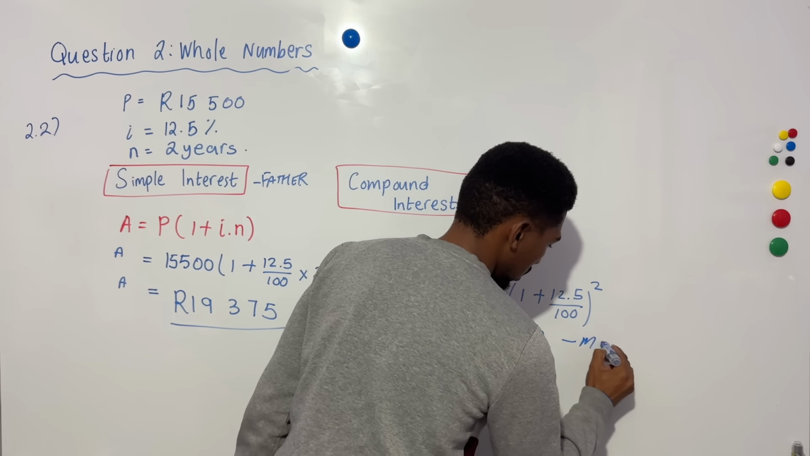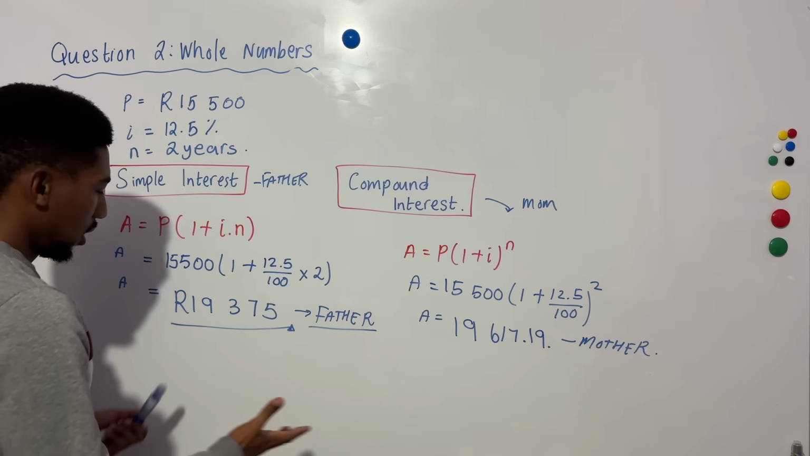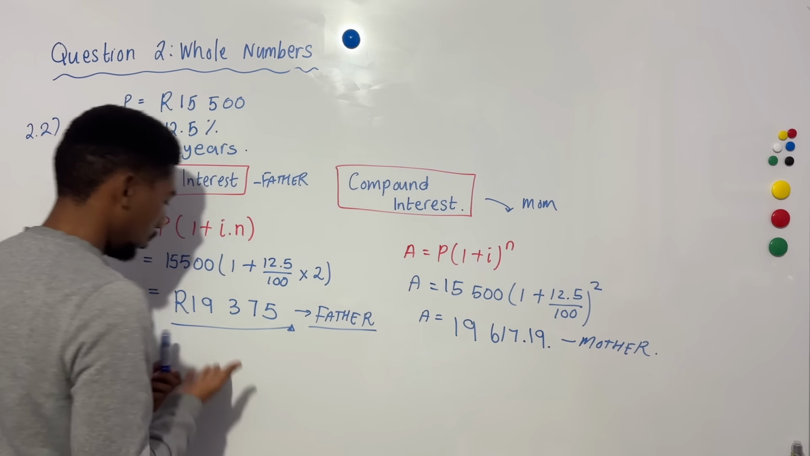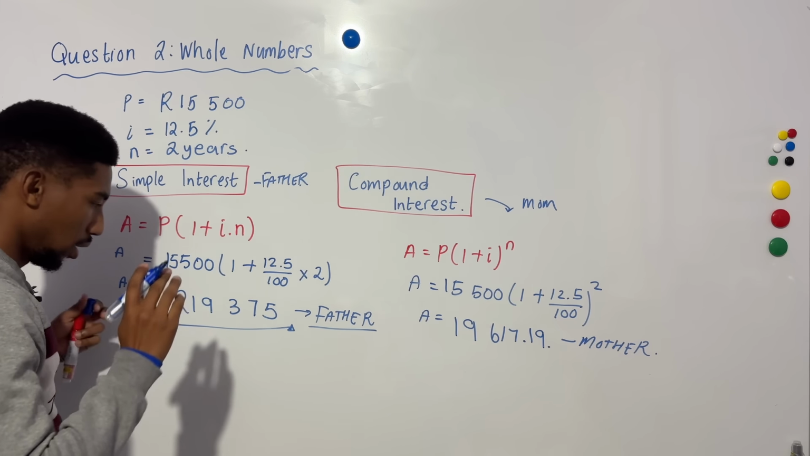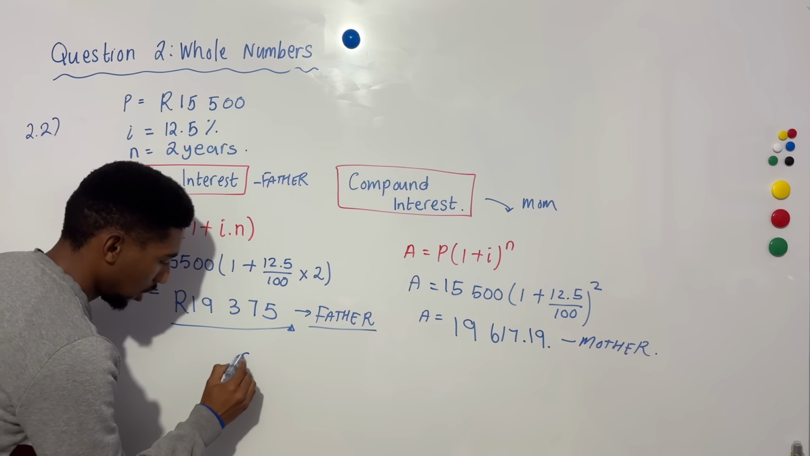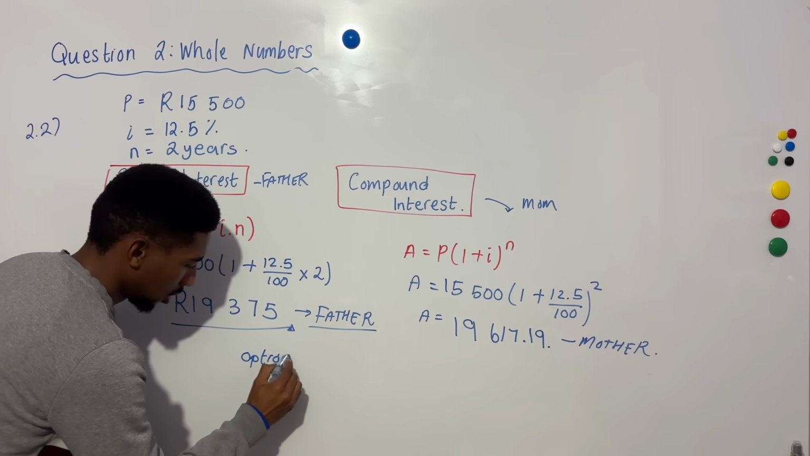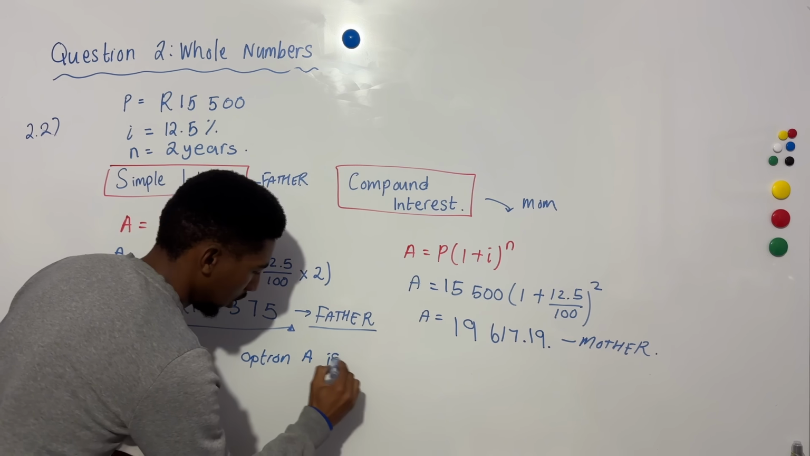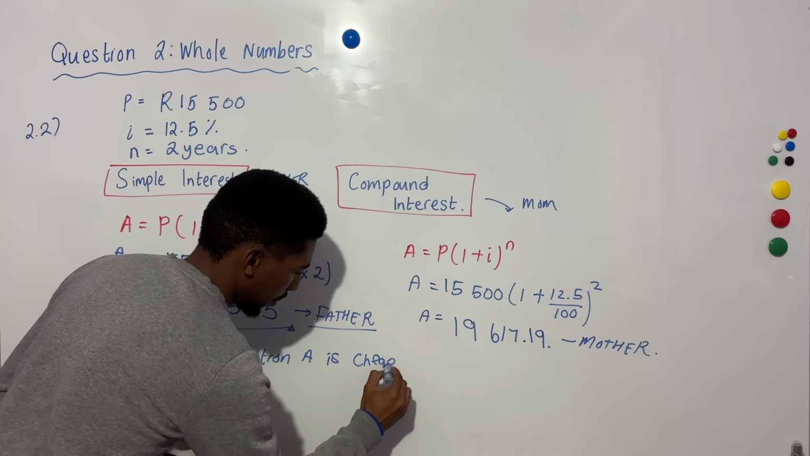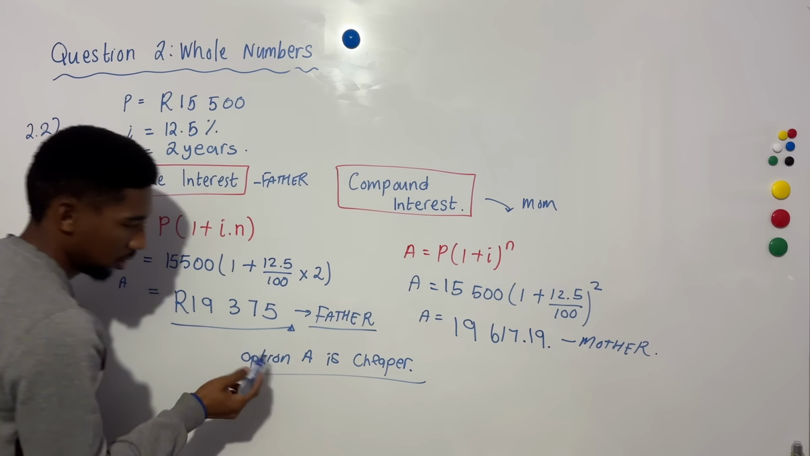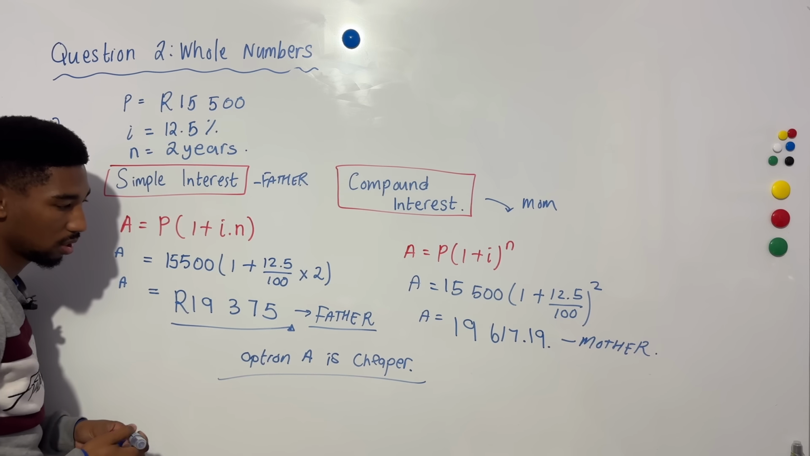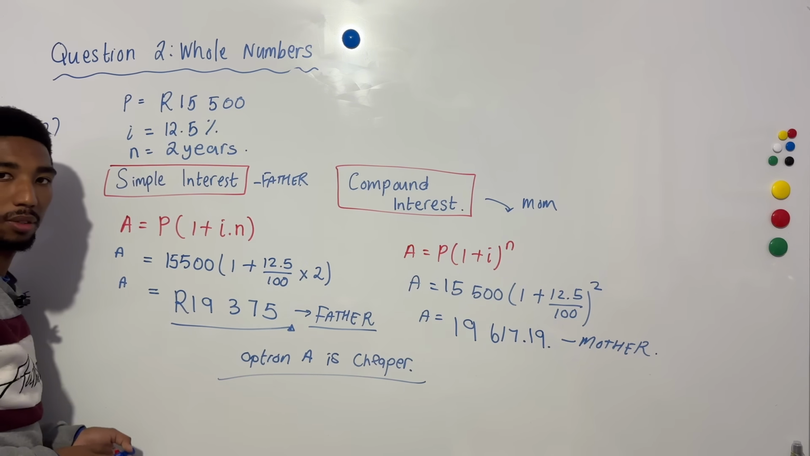So you have two options, your mother and your father, and you can clearly see who you'll be paying more back. So you have to indicate that option A is cheaper. Most of us lose this mark. Not indicating this would be losing a mark.